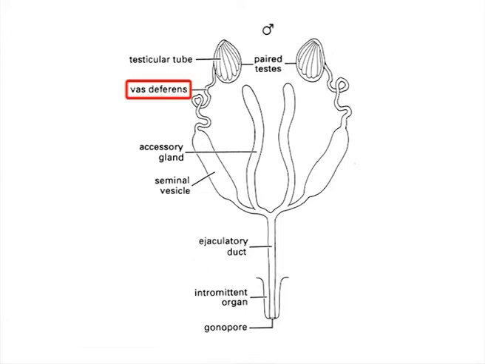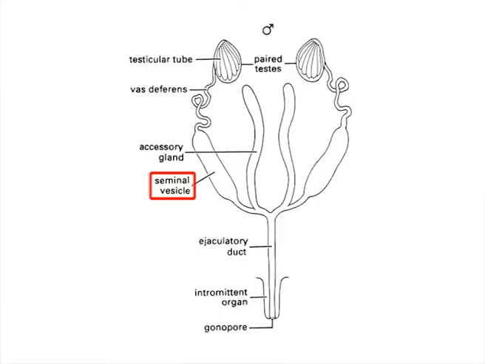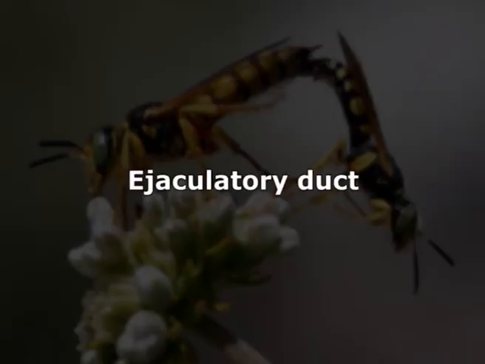These are long tubes formed by the union of vas efferents, which receive the sperms from the testis and allow their transport into the ejaculatory duct. Seminal vesicles. Each vas deferens becomes enlarged posteriorly to form a sac-like structure called seminal vesicle for storage of spermatozoa for some time. Ejaculatory duct.